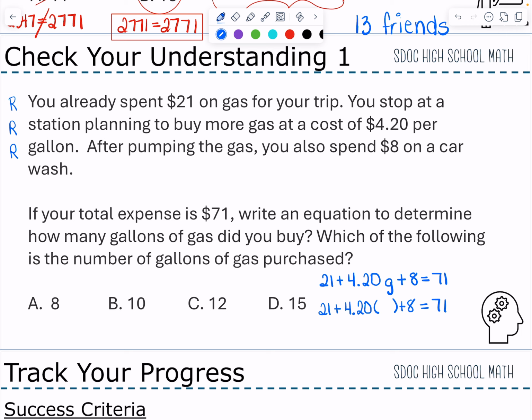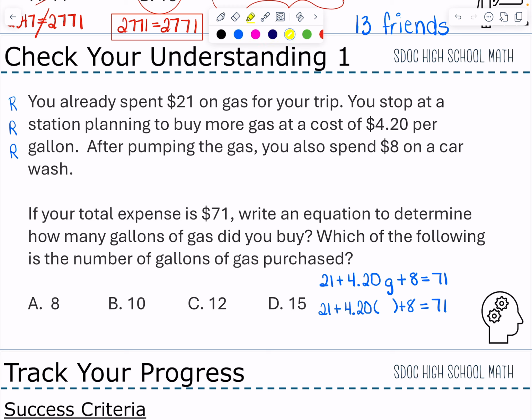So you already spent $21 on gas for your trip. You stop at a station planning to buy more gas at a cost of $4.20 per gallon. After pumping the gas, you also spend $8 on a car wash. If your total expense is $71, write an equation to determine how many gallons of gas did you buy. Which of the following is the number of gallons of gas purchased?